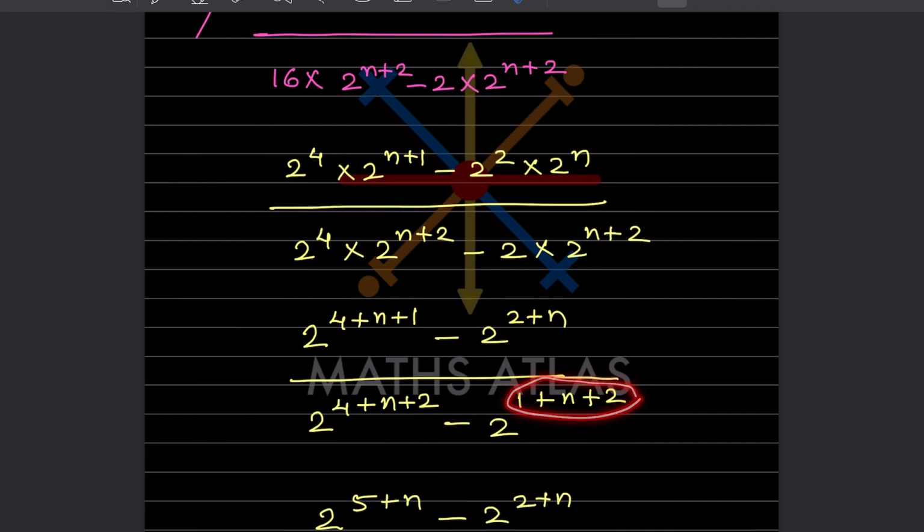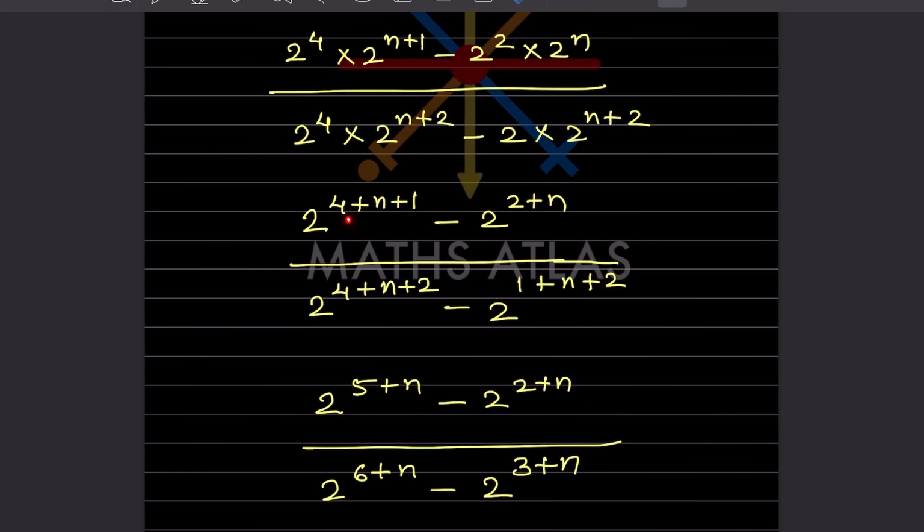So this is the one. Now what will happen here? You have to take the like terms. That will be 5 plus n. This is the same. Again here will be 6 plus n. Here 3 plus n.